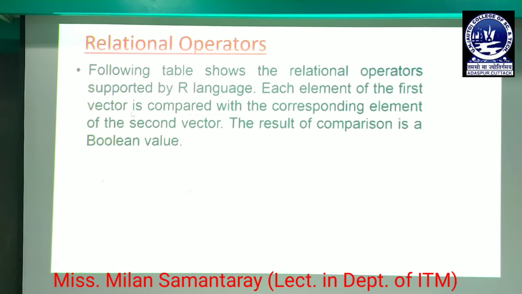So, we have to first compare the first vector's elements with the second vector's elements, and after comparing the values, or you can say the elements of two vectors, the result is displayed as a Boolean value. That means, whether it is true or it is false. So, let us see how the relational operators are represented in the R language and how they operate.